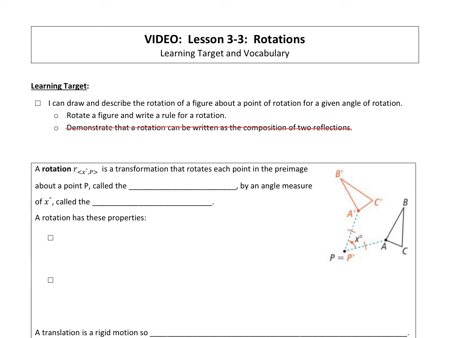Okay, so a rotation, here's what our notation looks like. It has a lowercase r. Remember, a capital R would indicate a reflection. So a rotation has a lowercase r, and then our little pointy parentheses, we have a degree measure first, followed by a point. A rotation is a transformation that rotates each point in the preimage about a point P, called the center of rotation, by an angle measure of x degrees, called the angle of rotation. So what our notation tells us is our angle of rotation about some point P, which is the center of rotation.